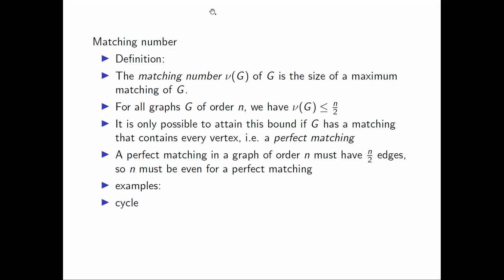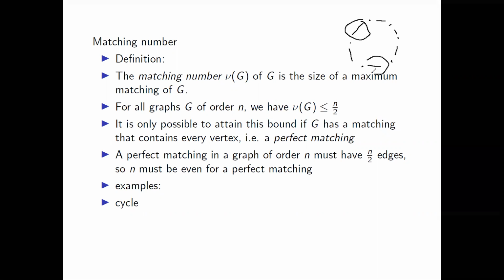So in a cycle here, let's consider, so here's a cycle. So we can find multiple perfect matchings in this one. Here's one perfect matching. And that contains all of the vertices and the edges of the matching. Another perfect matching, we can do it with rectangles. So both of those are perfect matchings.